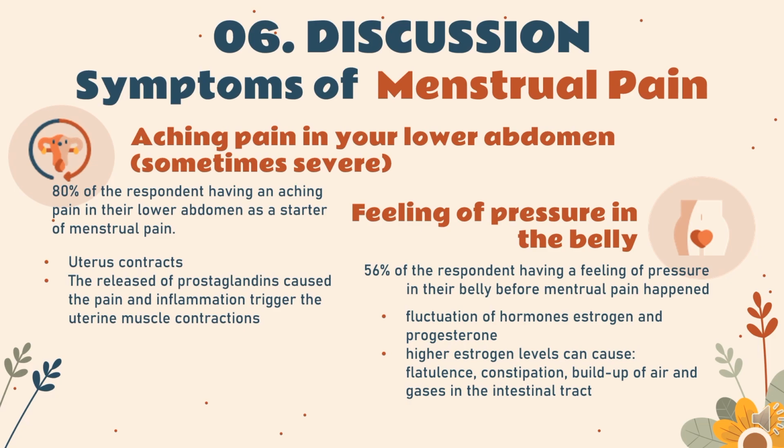The second one is feeling of pressure in the belly. According to the survey, 56% of respondents have a feeling of pressure in their belly before menstrual pain happens. It is because the fluctuations of hormones estrogen and progesterone can cause abdominal bloating and gas before and during their periods. Rising levels of estrogen in the days leading up to your period affect estrogen receptors in your stomach and small intestine. These higher estrogen levels can cause flatulence, constipation, and build-up of air and gases in the intestinal tract.